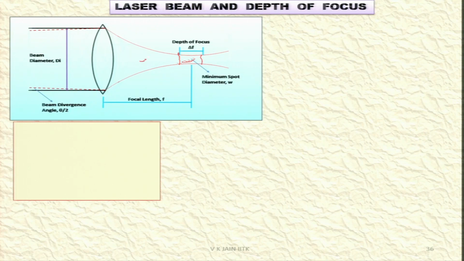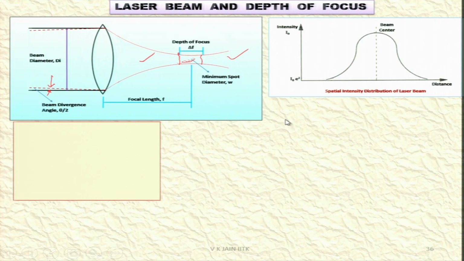If it is in this zone or if it is in this zone, you will not get correct or high performance of the process. And this is known as the focal length. This is the beam divergence. I told you in the beginning also that very small divergence is there, and this is exaggerated over here to show you and to help you appreciate it. And this is the minimum spot diameter.